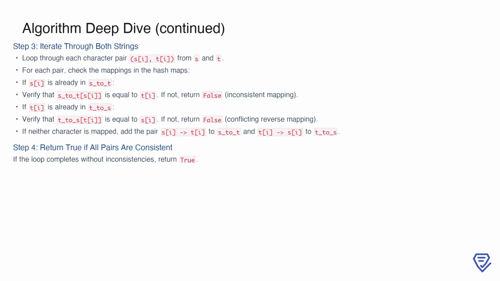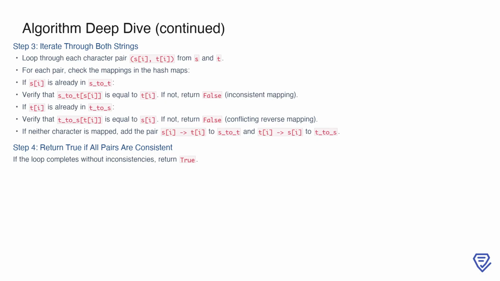The next step is to iterate through the characters of both strings simultaneously. For each character pair, S[i], T[i], we need to verify the mappings in our hash maps. If S[i] is already in S_to_T, we check if it maps to T[i]. If not, we know the mapping is inconsistent, so we return false. Similarly, if T[i] is in T_to_S, we confirm that it maps back to S[i]. If it doesn't, this indicates a conflicting reverse mapping, so we return false.